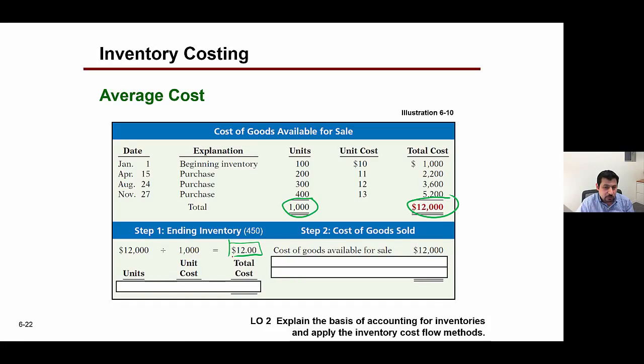If you don't have the totals, it's simple. You do the same thing as we did here. You multiply 100 by 10, then 200 by 11, 300 by 12, 400 by 13. You add them up and that will give you the cost of goods available, and then you divide it by the number of units available.